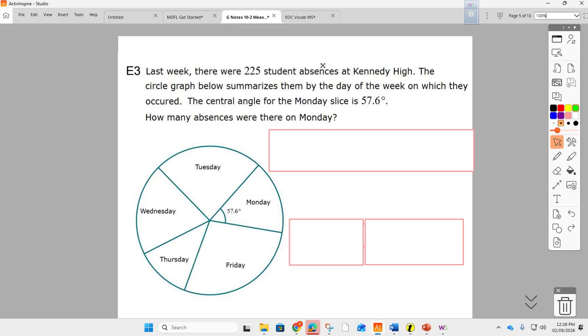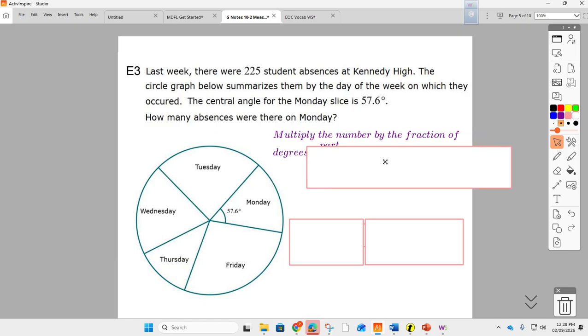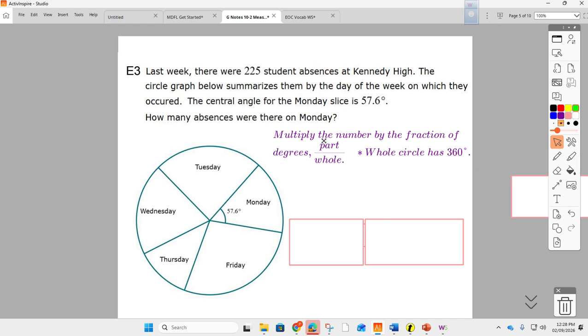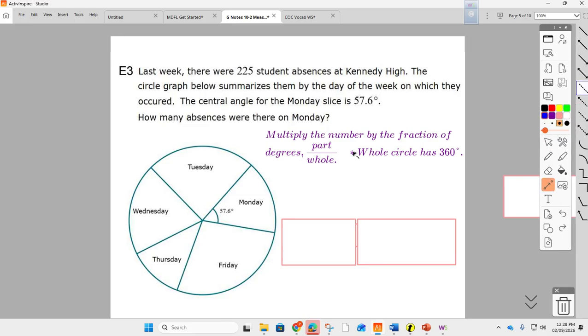Well, we don't know about any of the rest of these measures. We know the slice for Monday is 57.6 degrees, and we know the total is 360 degrees. So that part of our whole 360 degrees will help us find the number of students that are absent. There's a total of 225 students absent. So if we multiply the number by the fraction of degrees, the part over the whole, then we can do that. And for the sake of time, we're not going to write this part here, the circle. We're going to skip that because we need to move a little faster.